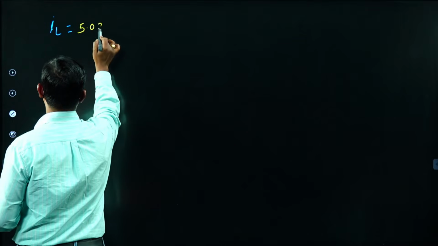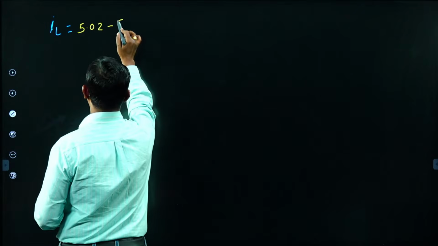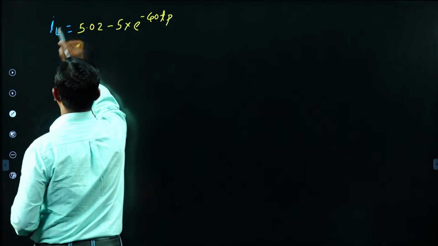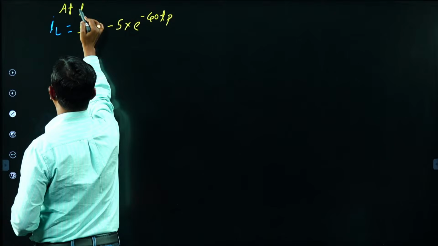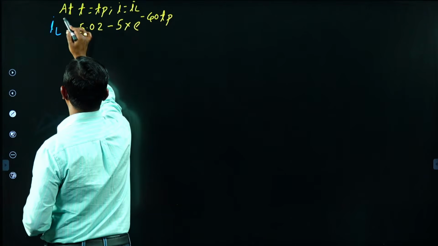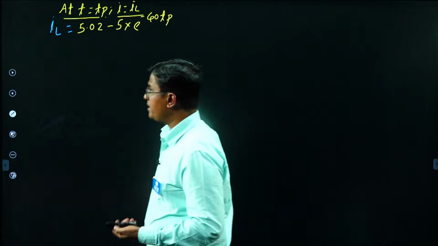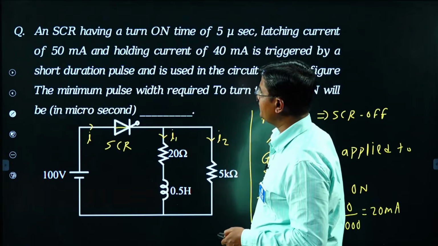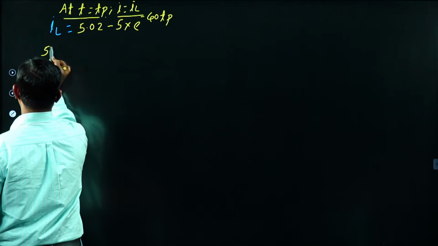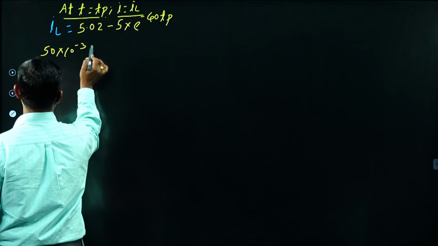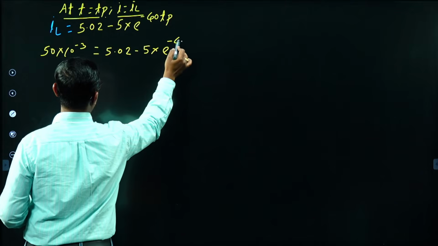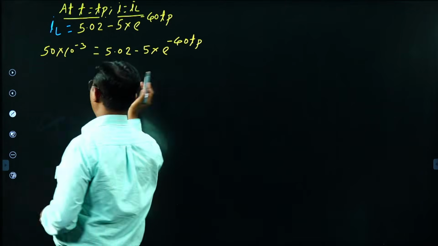5.02 minus 5 into e to the power minus 40 into TP. That is, at t equal to TP, I is equal to IL, right? Now IL they have given, you can put here IL, which is equal to 50 milliampere. 50 into 10 to the power minus 3 is equal to 5.02 minus 5 into e to the power minus 40 into TP, right? So one equation, one unknown.